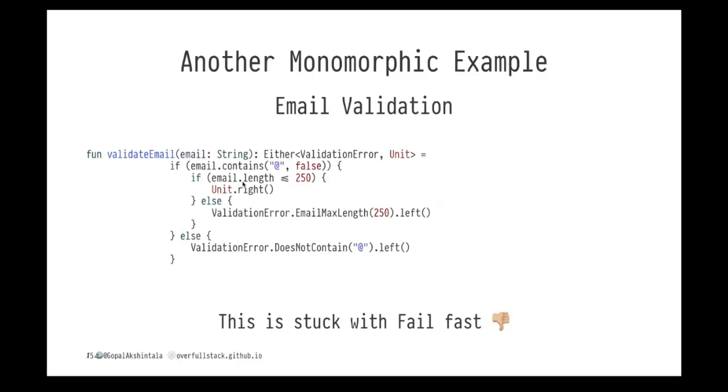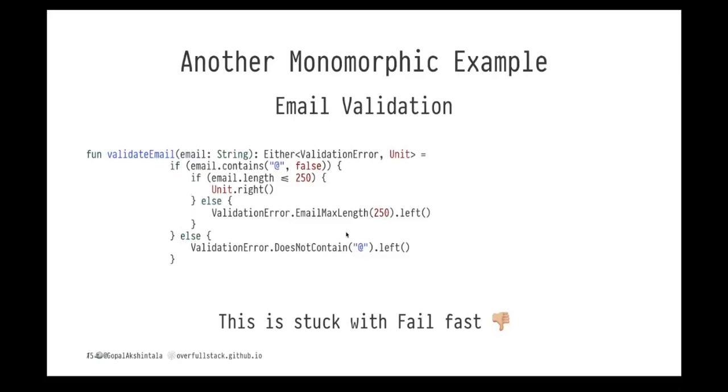By the way, there is an Either here. Don't worry if you don't know about it. As of now, all you have to understand is Either is something which exists in two states. It's either a validation error or a unit in this particular case, as you can see from the generics. And what we're doing is, if the email contains this, I'm gonna go inside and then check for if the length is 250 or not. And then if everything is good, I'm just gonna return unit. You can return an email as well, just for the sake of example. If not, I'm just returning a validation error.